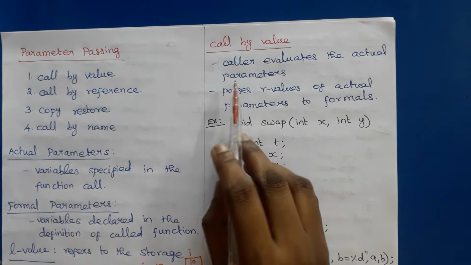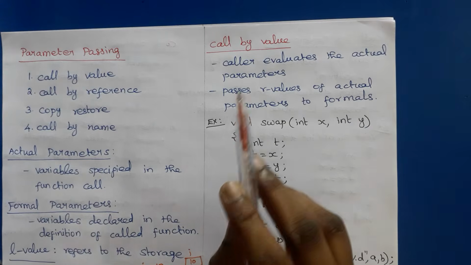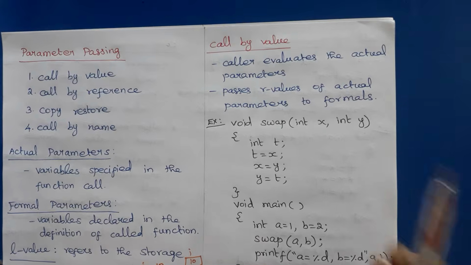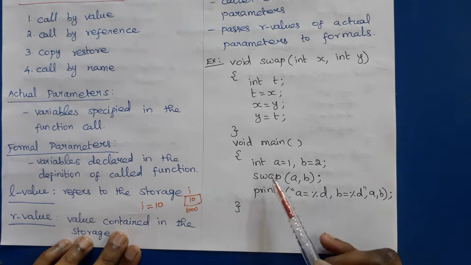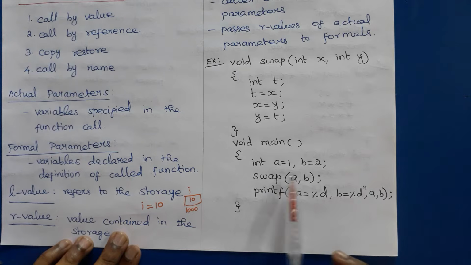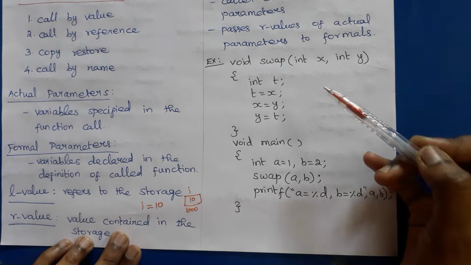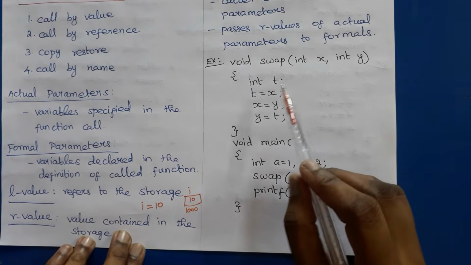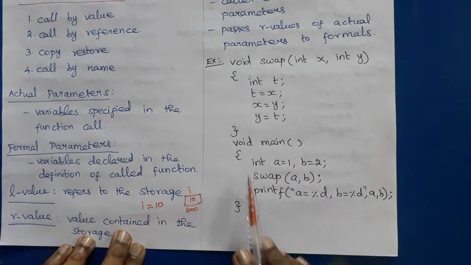The first parameter passing method is call by value. This is the simplest method, and here the caller evaluates the actual parameters and passes the R values of the actual parameters to the formals. In call by value, the caller means the calling procedure. The calling procedure must evaluate the actual parameters, and those R values must be passed to the called procedure. In this example, we have considered a C program for swapping two numbers.